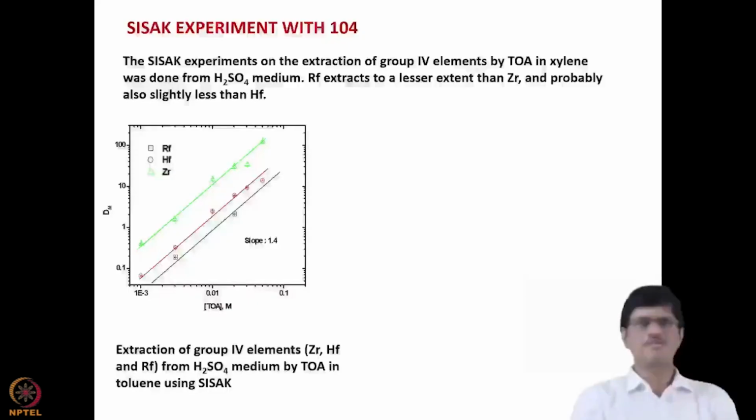This experiment also shows the pattern of zirconium, hafnium and rutherfordium: the zirconium extraction is the highest, followed by the hafnium extraction, which is followed by the rutherfordium extraction. You find that the rutherfordium extraction is comparatively lower than that of hafnium.